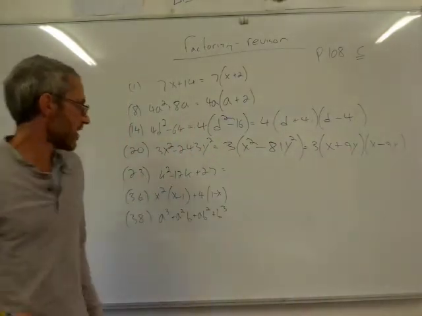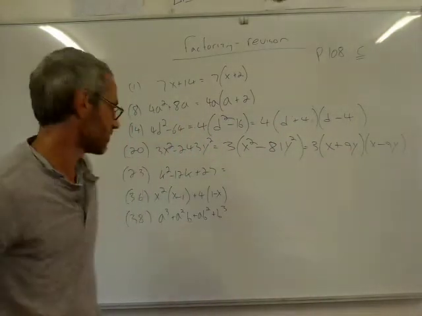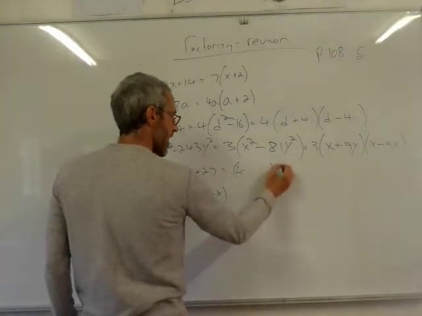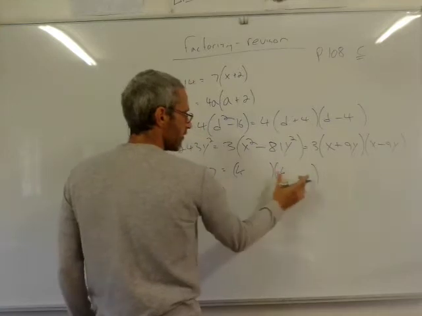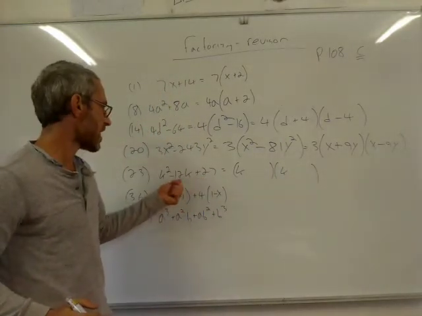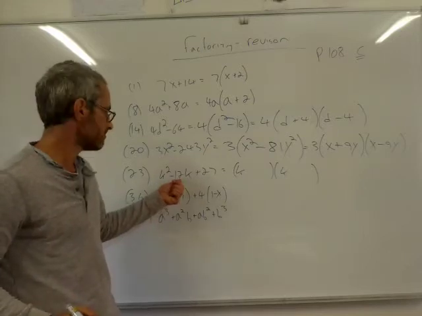Next one, no easy stuff, trinomials. So remember, I've got k squared, so I'm going to have k and k. And I'm looking for 2 numbers here. If you multiply them, you get 27. If you add them, you get minus 12.